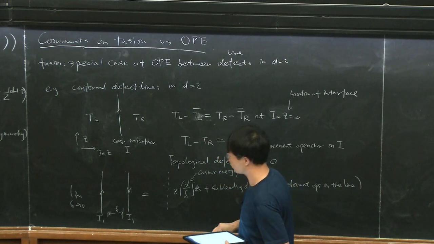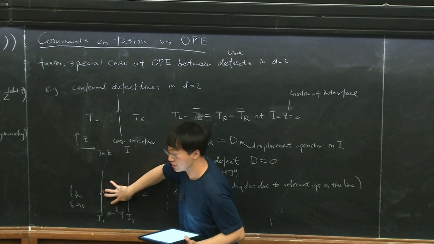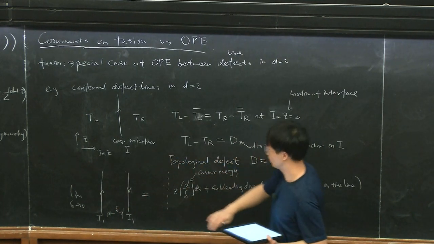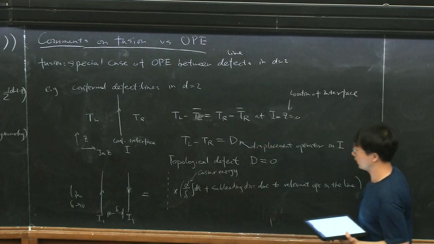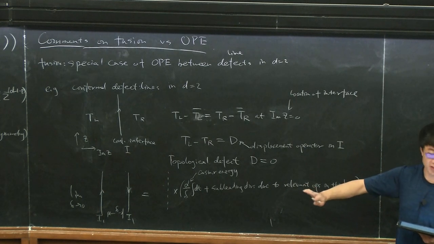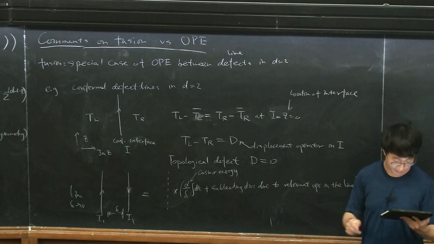Okay, which is essentially measuring some kind of imbalance between the stress tensor inside of this region and outside, okay? Because in a non-topological case, you have this divergence piece, and there's the structure of this fusion, although you can write it down, it's much messier, okay?